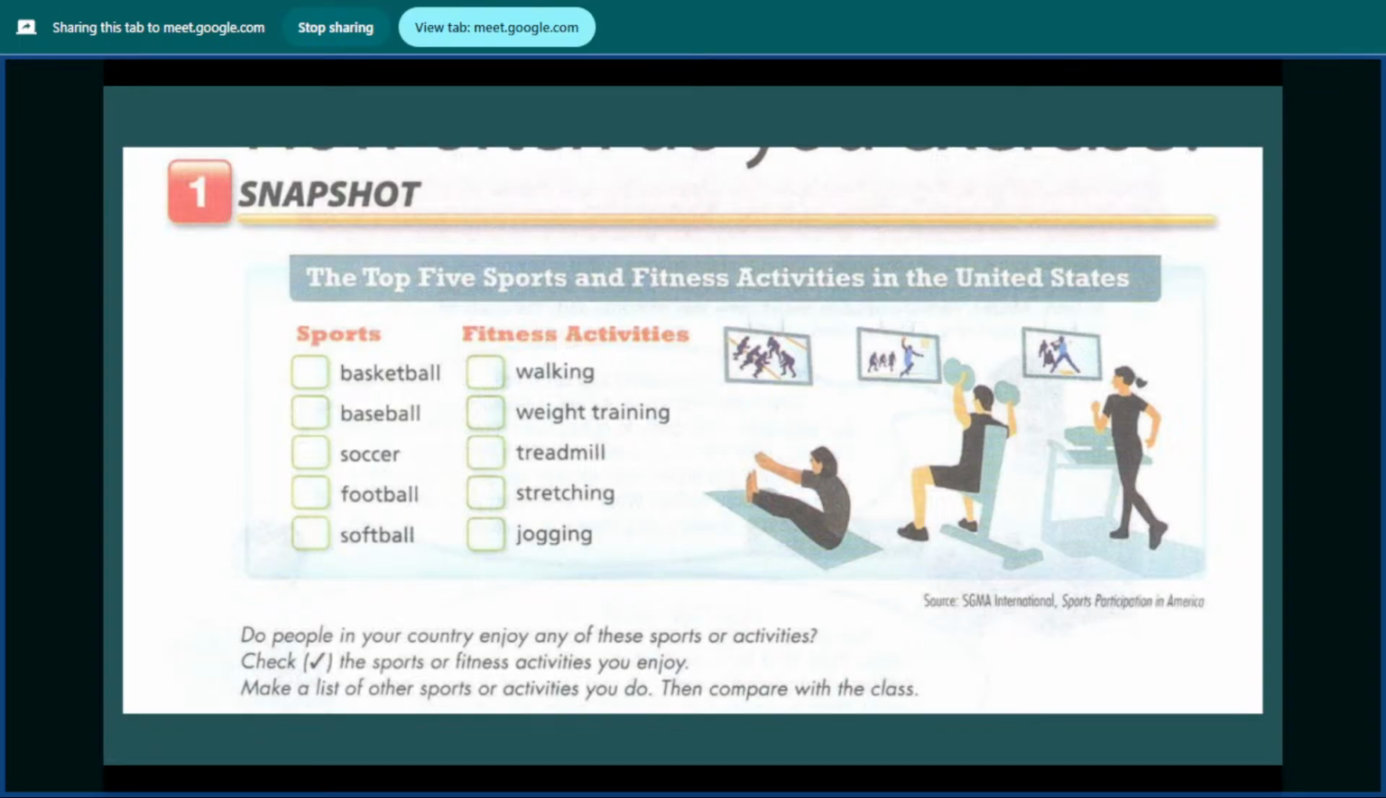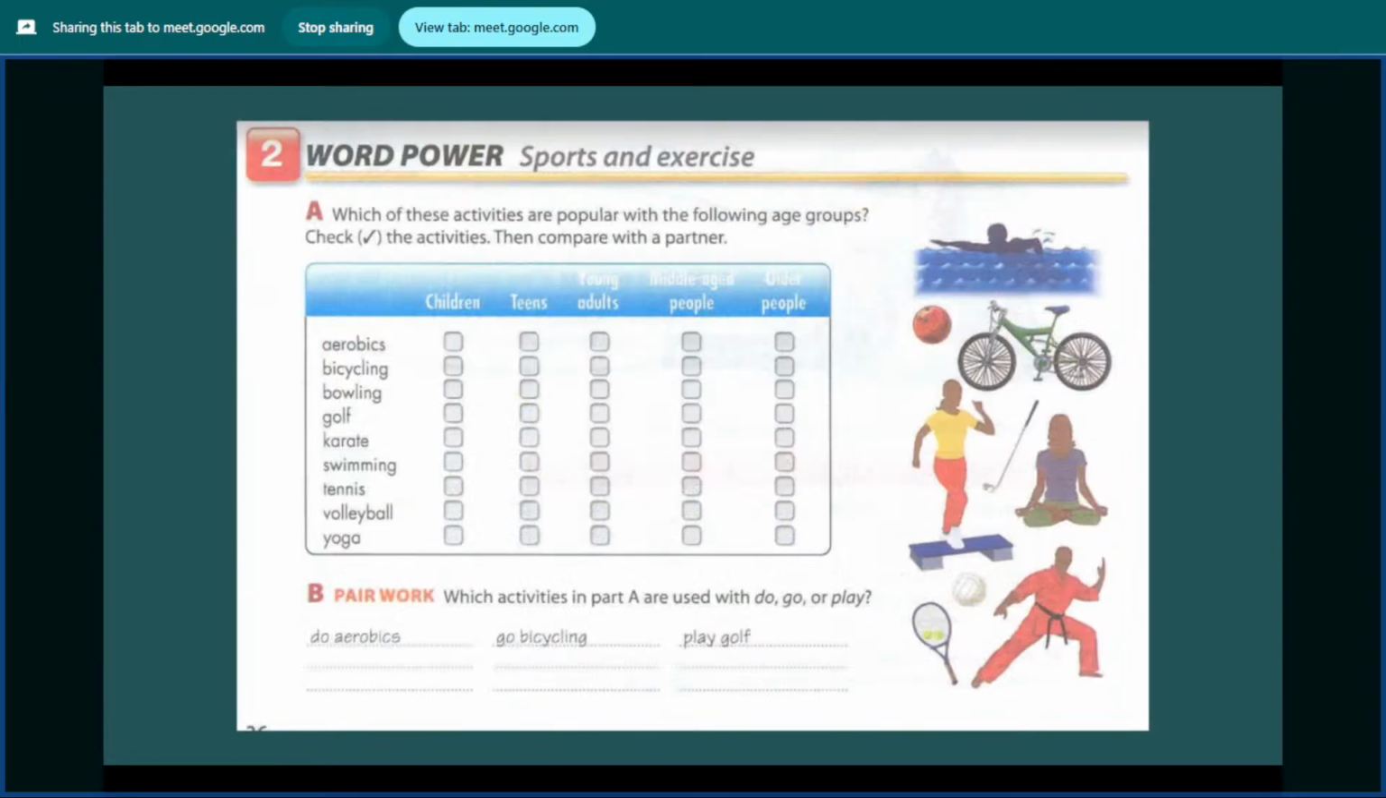Okay, great. Now, the next exercise that we have over here is you have to tick mark which activities are famous or popular among which age groups. So basically, if you look at aerobics, it would be famous with children and teens and sometimes young adults. Correct. If you look at bowling, it would be famous among young adults and middle-aged people. Do you guys know bowling? If you don't know, quickly Google bowling. Put the correct spelling though. It's not bowling, it's bowling. Okay?